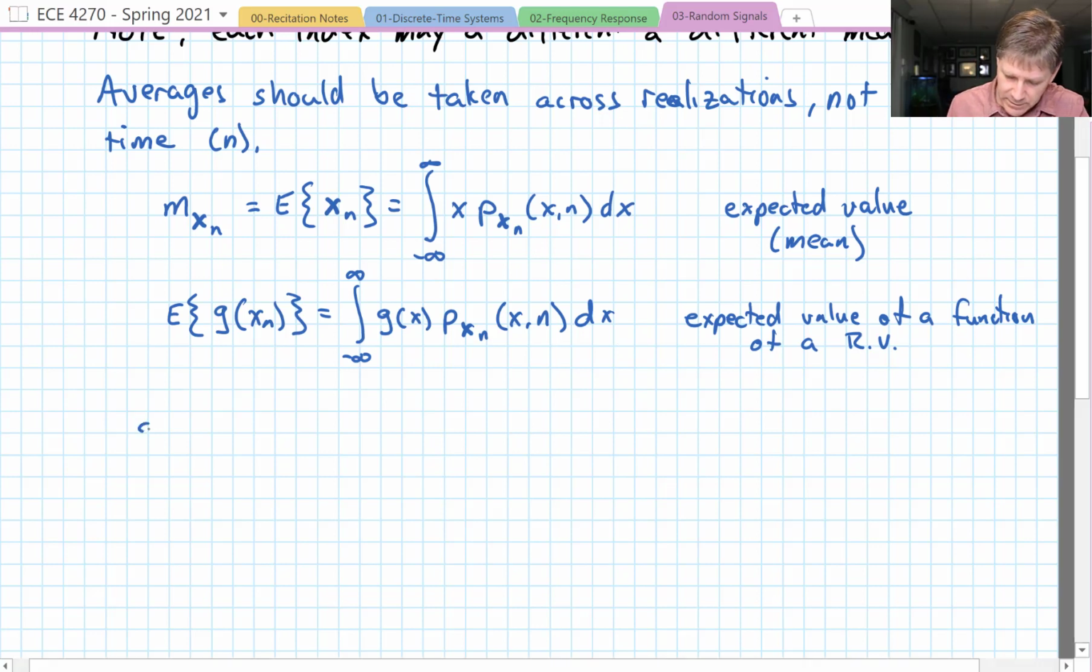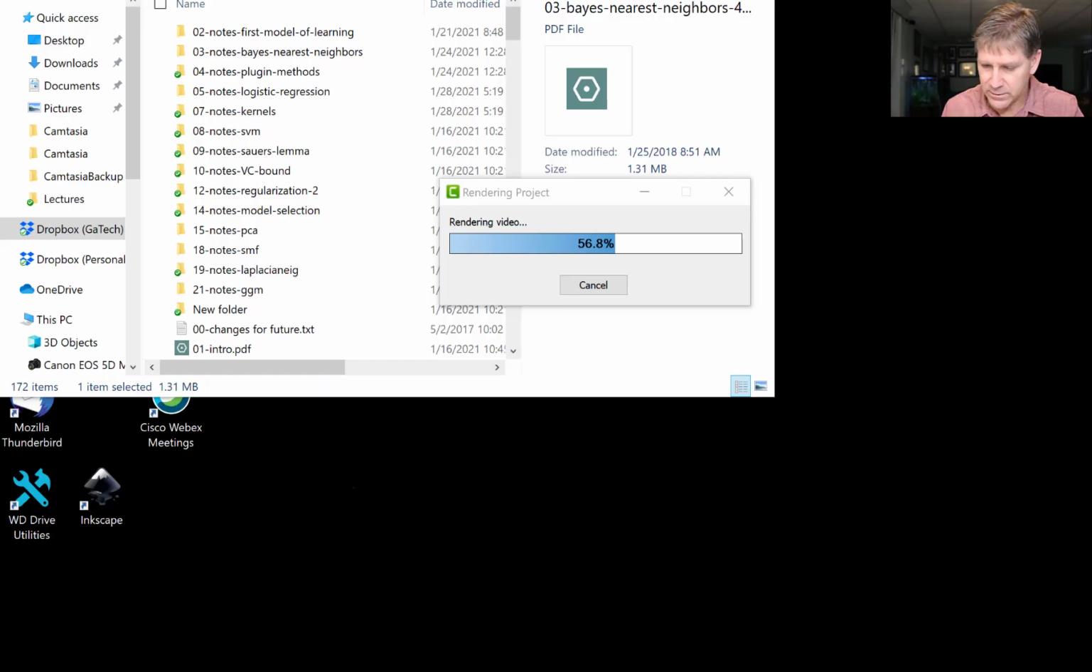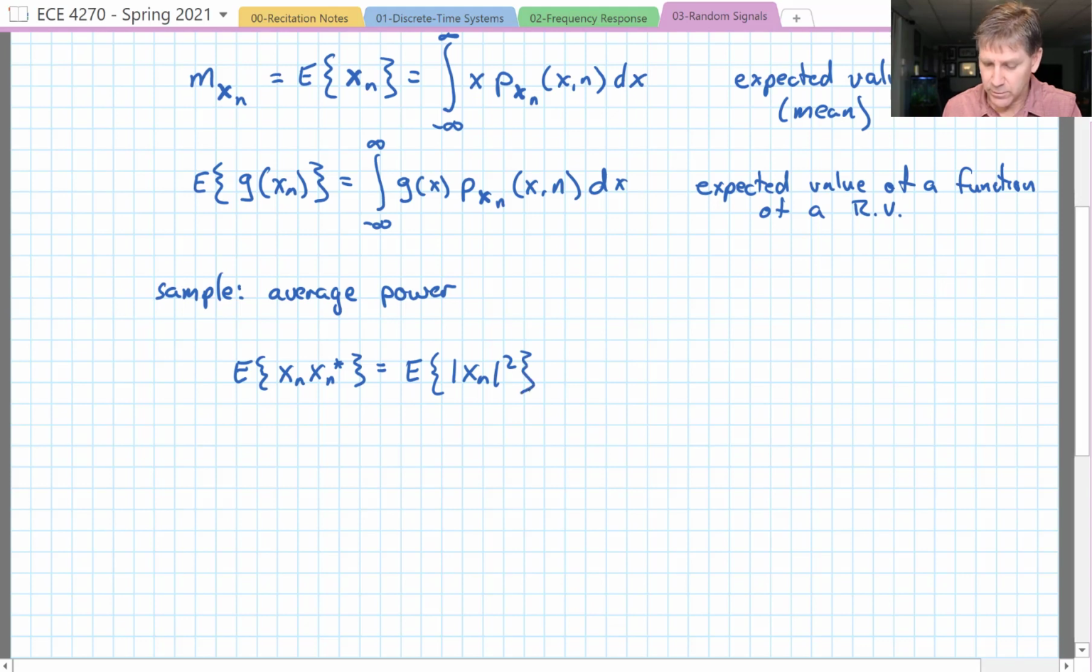So in this example, average power would simply be the expected value of x[n] times x[n] conjugate. Most x's are real, and so this would then just work out to the expected value of the magnitude of x squared, or x squared if it's real. So we have just the integral of x[n] squared times the probability density function of x[n] dx.